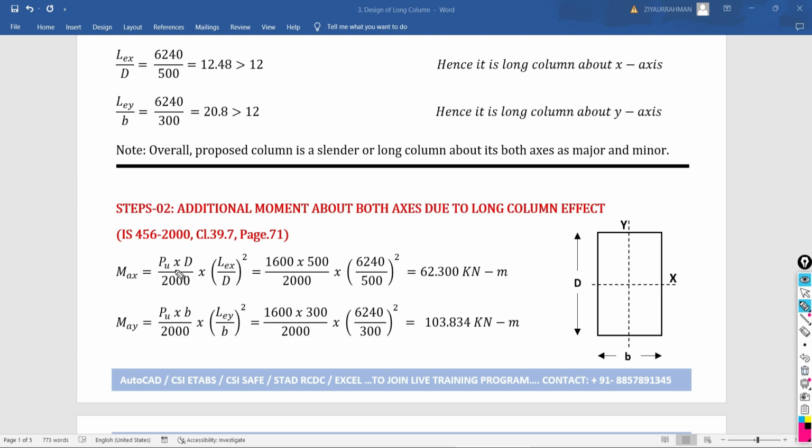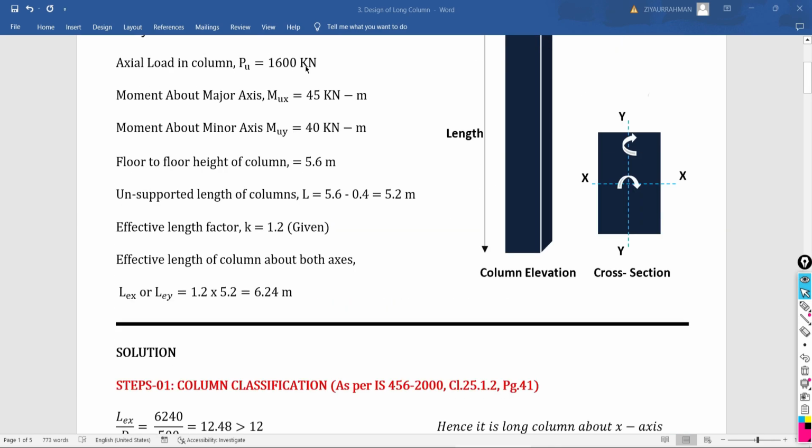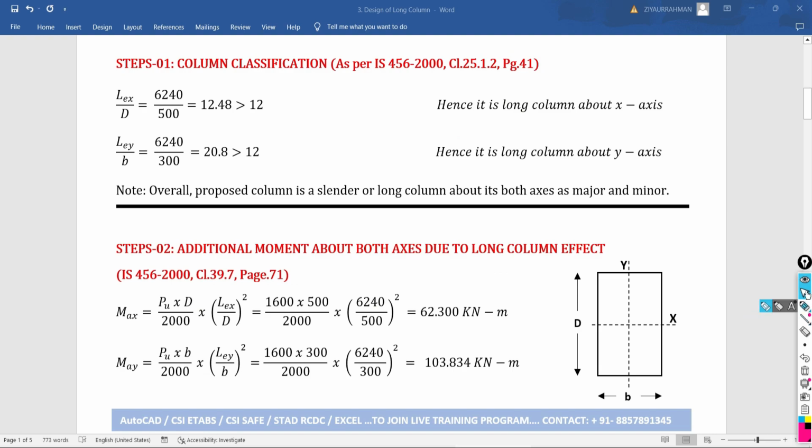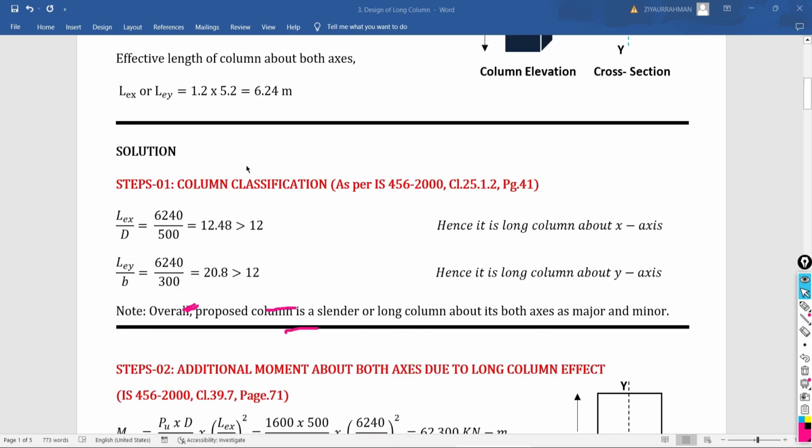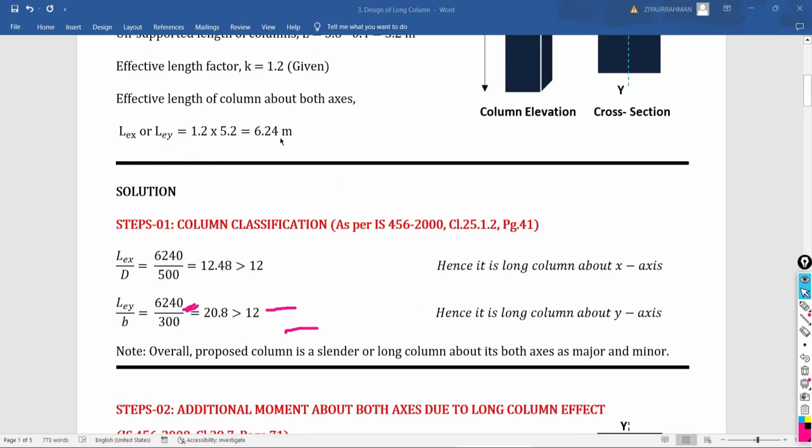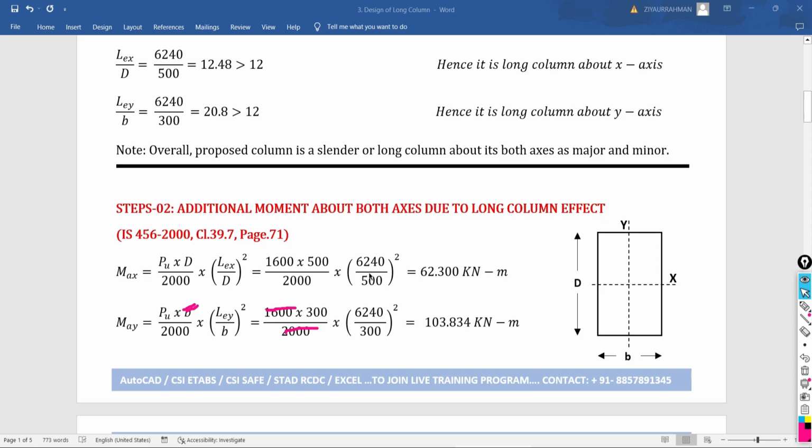If you put all the values in this equation, the pure axial load is given as 1600 kilonewton, multiplied by the overall depth of your column, 500, divided by 2000, multiplied by the square of the effective length about the x-axis, 6.24 meters, in mm 6240, divided by overall depth. If you do the calculation for these values, we get 62.3 kilonewton meter as the additional moment about the x-axis.